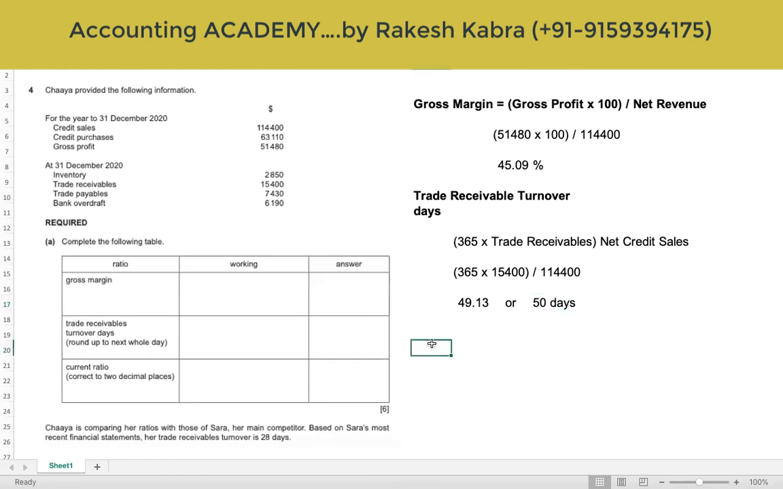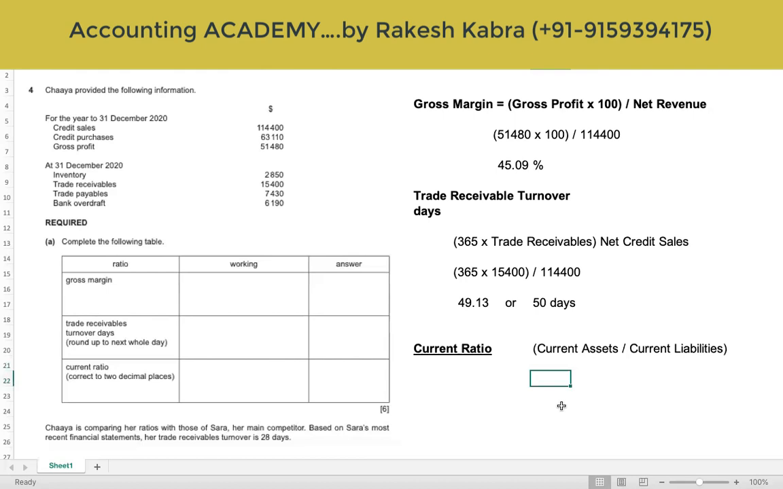Now, which is the next ratio? Current ratio. Do you remember the formula? Any idea? So let me write here, don't worry. Current assets upon current liabilities. So the formula for current ratio is current assets by current liabilities.